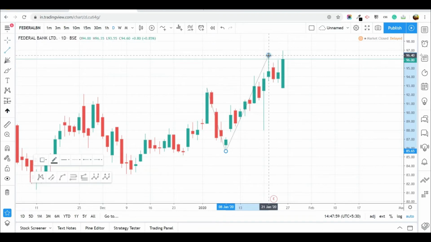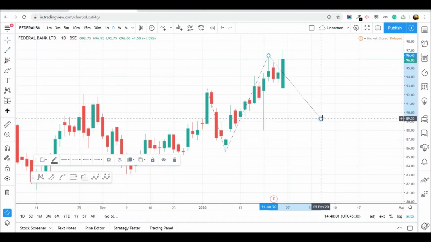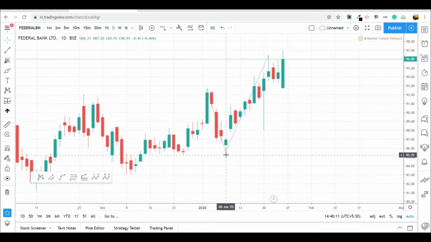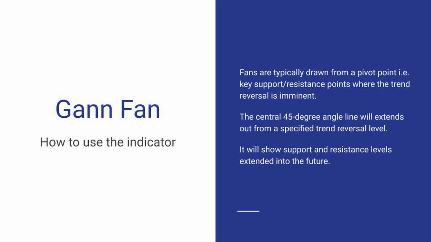This is a swing high and nothing is formed yet. This is not a swing high, because if we want to call that a swing high, we need one more candle here. That is yet to come. So this is a pivot point. A pivot is a significant, important point. The central 45-degree angle will extend, especially at a reversal, and it will show the support and resistance.